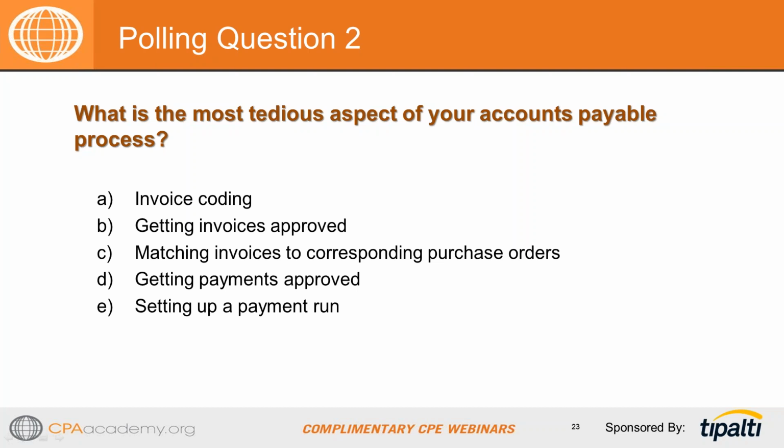Now, you've identified these tedious components of AP, and think about what automation would do for you. You'd alleviate coding, you'd alleviate getting invoices approved if you put in approval workflow, and with e-invoicing, or electronic invoicing, you're able to match invoices to corresponding purchase orders seamlessly. And of course, the payment process can be automated as well.